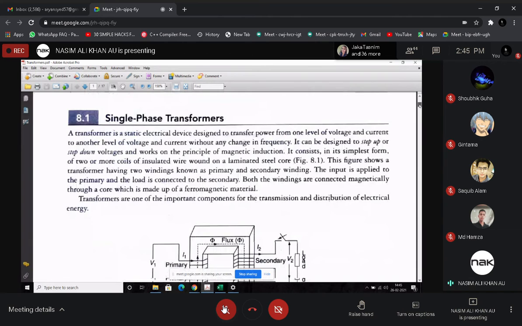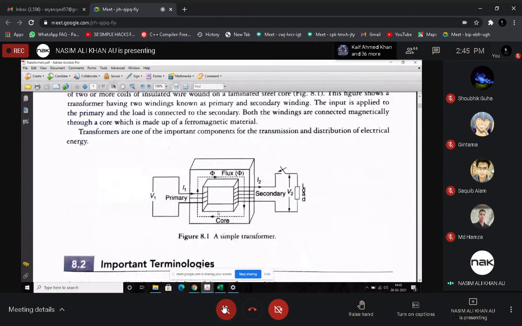See, if I try to represent the transformer, this is the representation of a single phase transformer. If you see the cursor, this box, the left hand side is the primary side and this is the secondary side. How will the transformer connect? This primary side is connected to the supply.